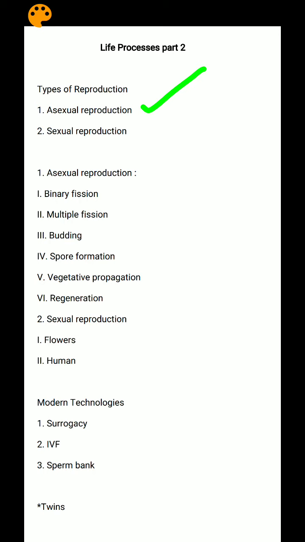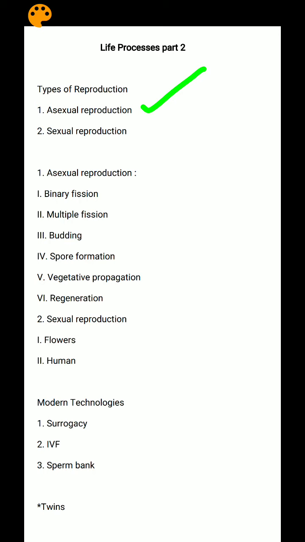First of all we'll see asexual reproduction. Asexual reproduction has 6 or 7 types according to your books. First one is binary fission. Binary means bi, and bi means two. The organism is divided into two parts, and from one organism two equal organisms are formed. Next one is multiple fission. In multiple fission, one organism gets divided into multiple copies.